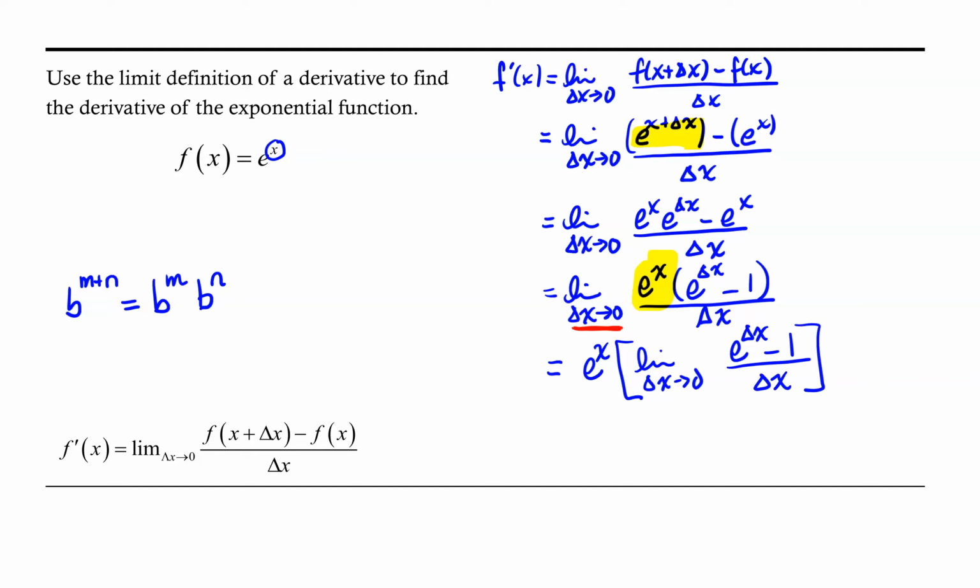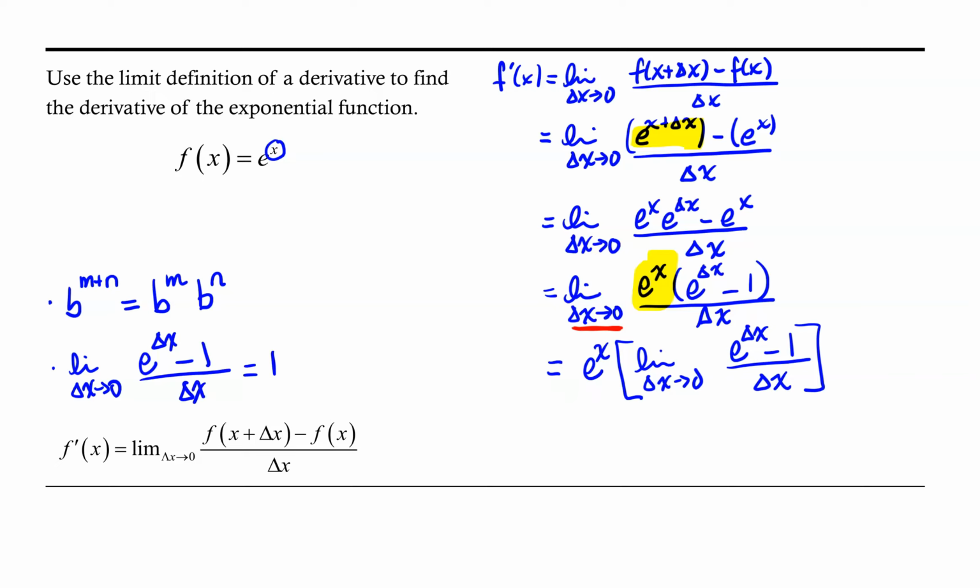Now, at this point, we're going to take advantage of a property. This is a limit that you could prove for yourself. We're just going to leverage it as part of showing what the derivative of the exponential function is. And that is that the limit as delta x goes to 0 of e to the delta x minus 1 over delta x equals 1.